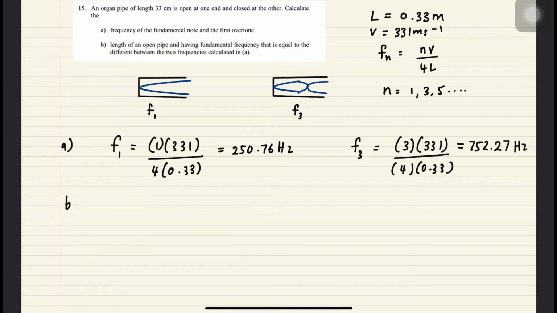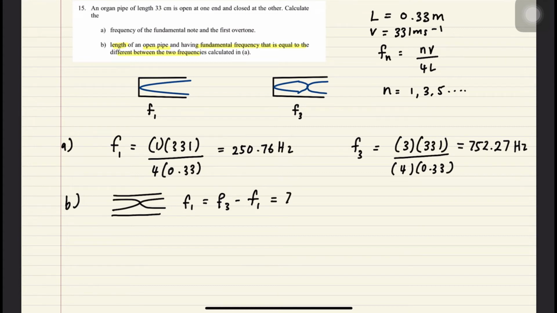For question B, the length of an open pipe having fundamental frequency is equal to the difference between the two frequencies. Okay, they want you to find the length. So the question wants you to find L if the open pipe fundamental frequency is equal to the difference between the two frequencies. So open pipe is something like this. Okay, and it says that the fundamental F1 is equivalent to the difference between F3 and F1 just now that we calculated.